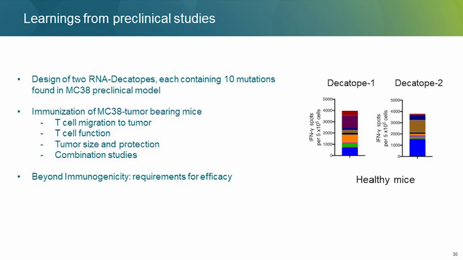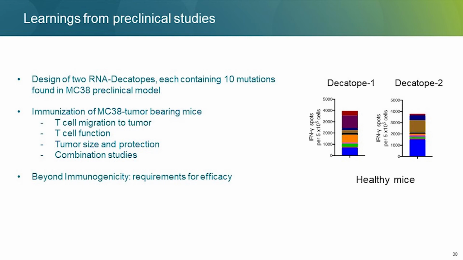I'm going now to switch to what we have learned from our preclinical studies. Our goal was to mimic what we do in the clinic. So we decided to design 2 RNA decatopes, each encoding 10 mutated antigens that we had identified in the MC38 colorectal model. We immunized mice in order to better understand if these T cells are migrating to the tumor, what their function is at the tumor site, and if we could see any correlation between tumor size and protection, as well as studying combination studies. We also looked at the requirement for efficacy.